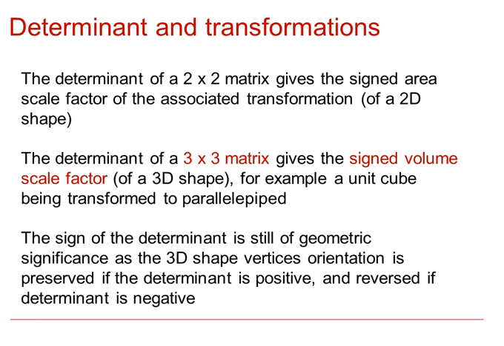The determinant of a 2 by 2 matrix gives the signed area scale factor of the associated transformation of a 2D shape. Moving on, the determinant of a 3 by 3 matrix will give the signed volume scale factor of a 3D shape, for example a unit cube being transformed to a parallelepiped. The sign of the determinant is still of geometric significance, as the 3D shape's vertices orientation is preserved if the determinant is positive, and reversed if the determinant is negative.